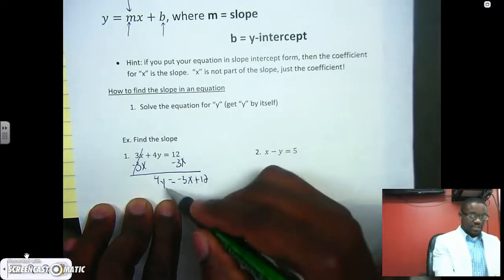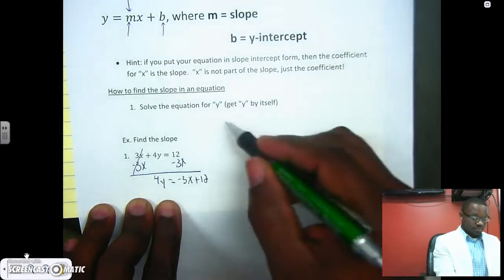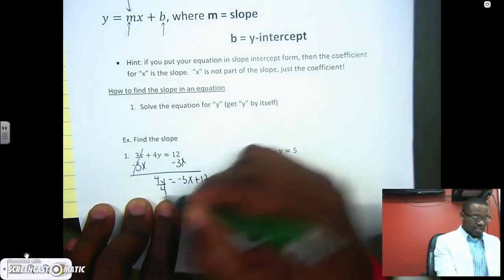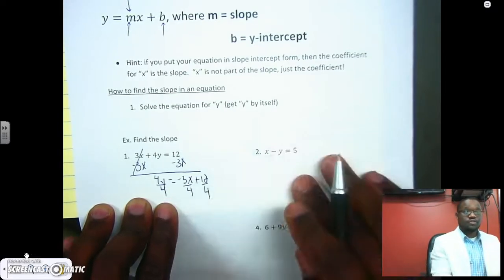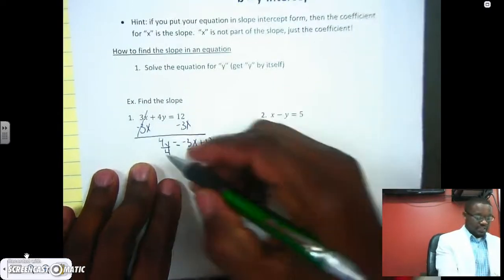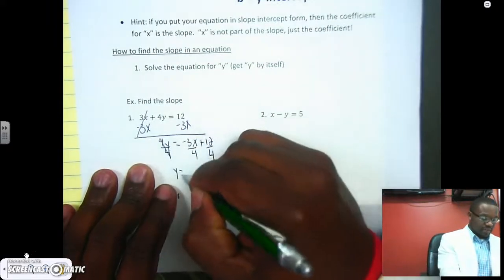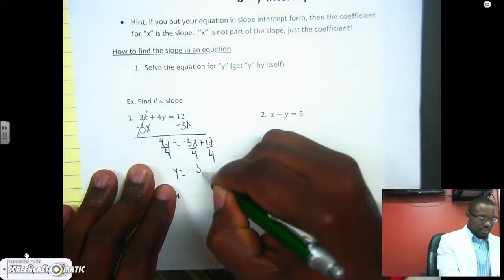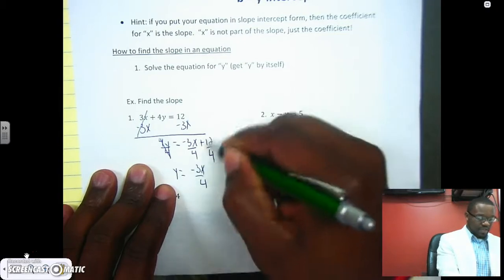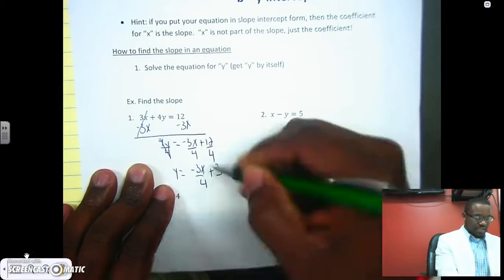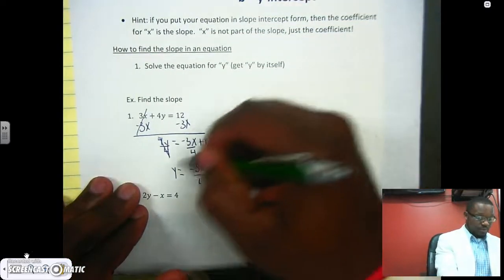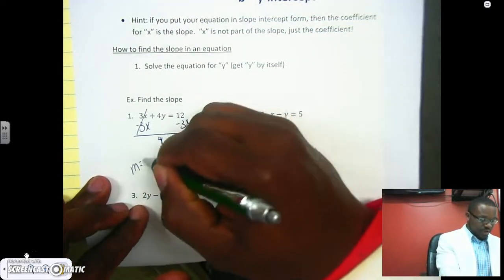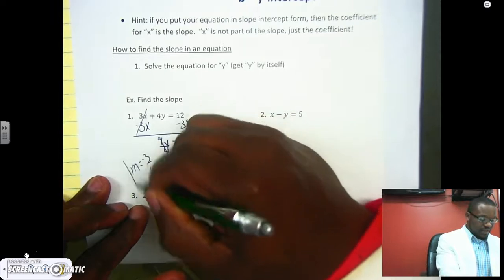Next, in order for me to get the y by itself, that's what solve means, you divide both sides or everything by the coefficient in front of y. In that case, that leaves me with y equals, you don't change that to a decimal, -3x over 4, and this becomes plus 3. This is not your answer because the only thing I want to know is the slope, and the slope in this particular problem is -3/4.